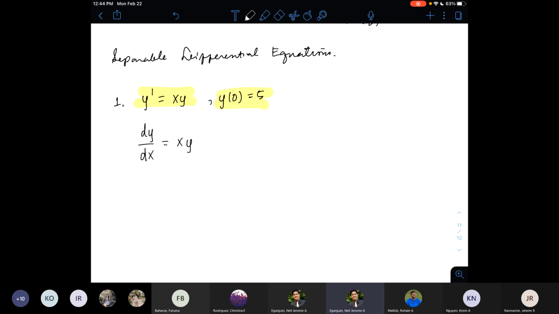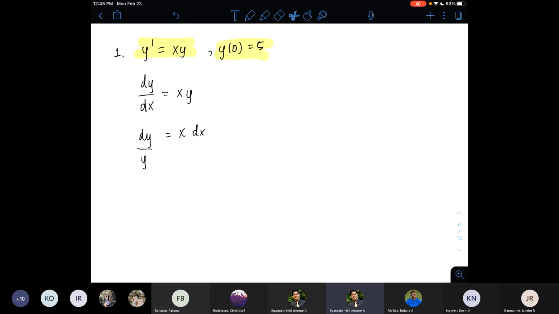So in this case, I want all those with a y to be on the left side, all those with an x to the right side. So what I can do is to multiply both sides by dx. So I'll have dy left here, and then I'll copy the x here, and I'll have a dx here. Supposedly there's a y, but I want y to be on the other side. So what I'll do is to divide both sides by y. And we have this. So this is the separated form for the differential equation, right?